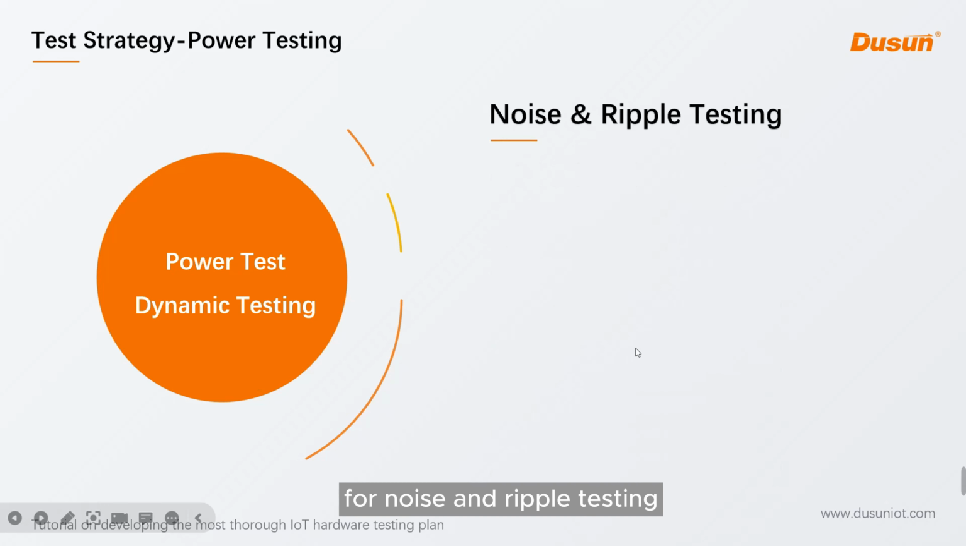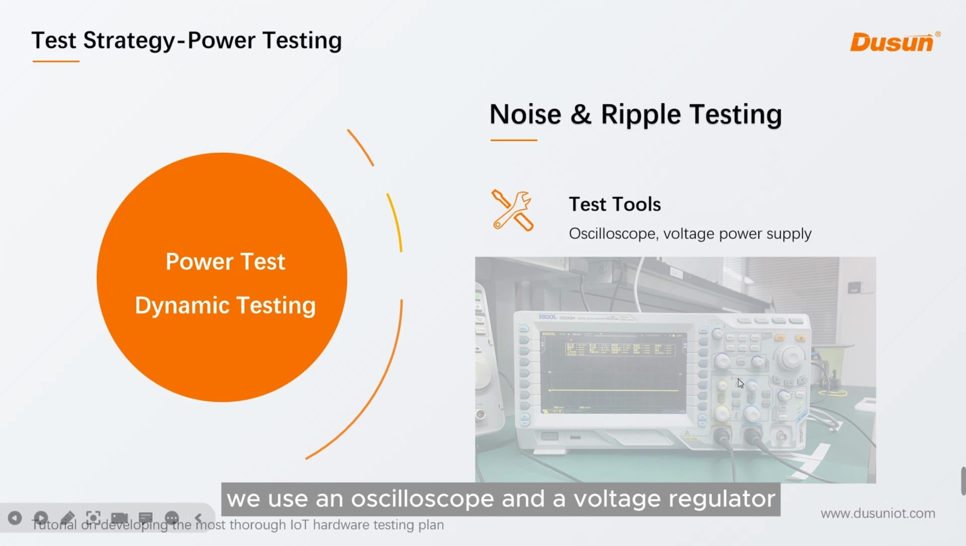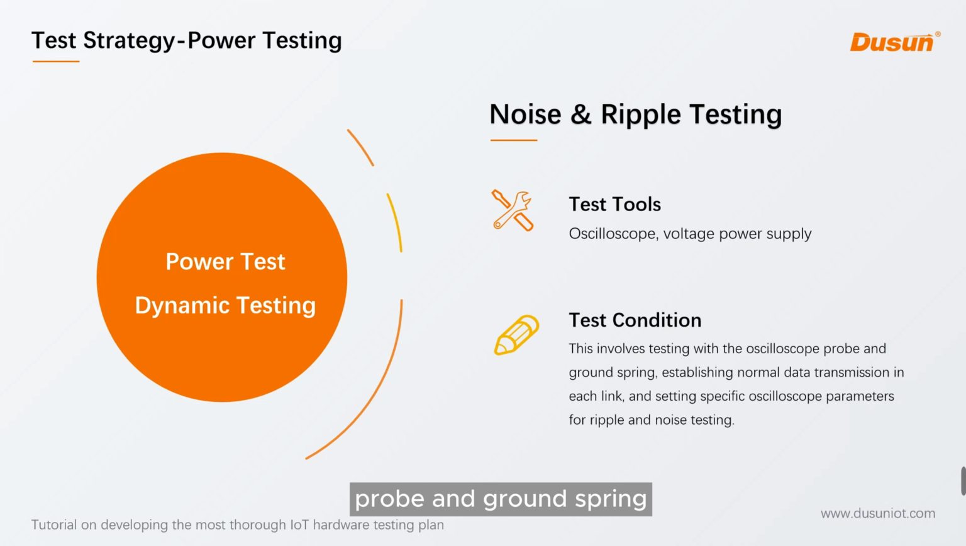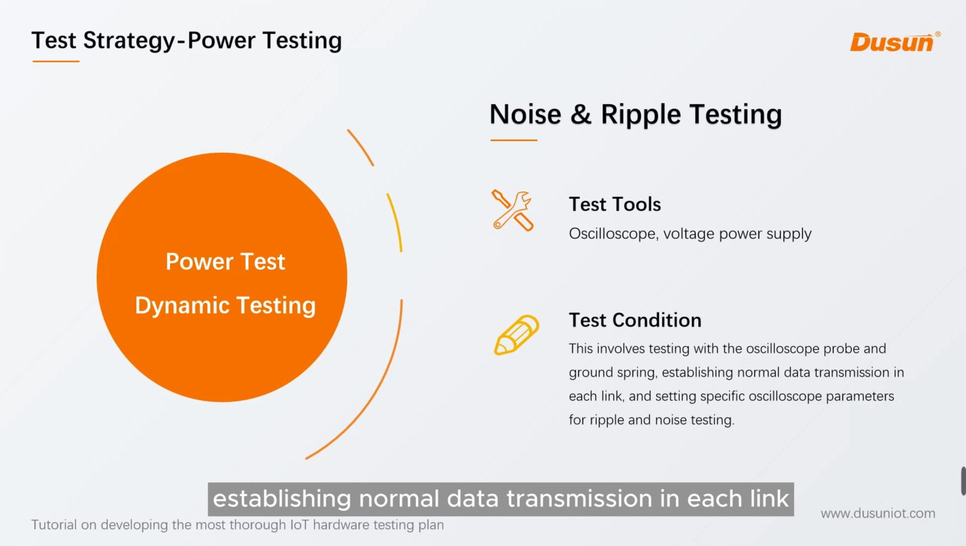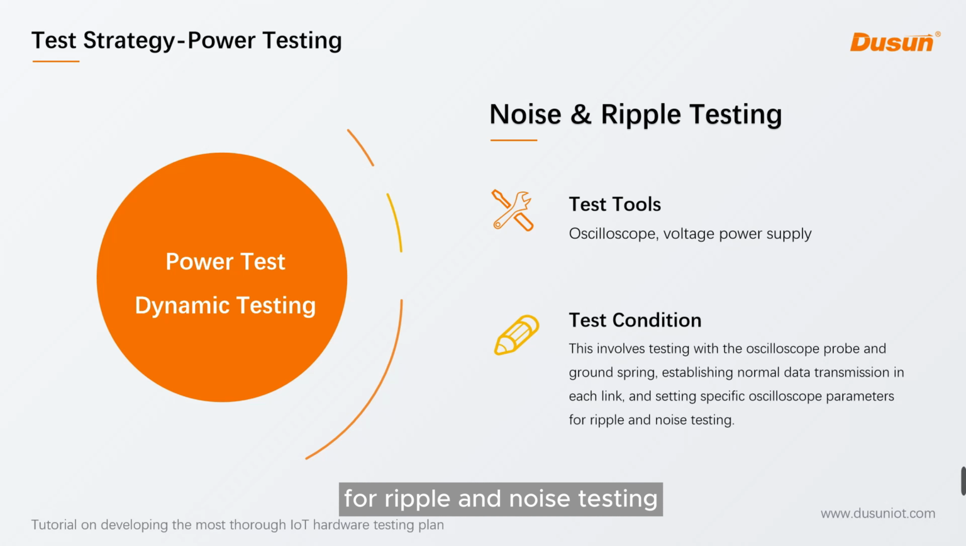For noise and ripple testing, we use an oscilloscope and a voltage regulator. We want to ensure that the system operates normally with minimal noise interference. This involves testing with the oscilloscope probe and ground spring, establishing normal data transmission in each link, and setting specific oscilloscope parameters for ripple and noise testing.